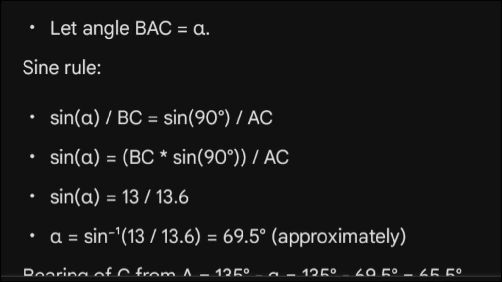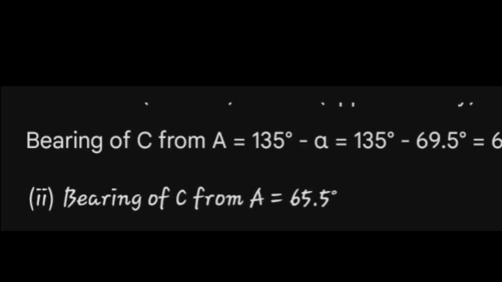Let angle BAC equals alpha. Sine rule: sine alpha over BC equals sine 90 degrees over AC. Sine alpha equals BC times sine 90 degrees over AC. Sine alpha equals 13 over 13.6. Alpha equals sine inverse of 13 over 13.6 equals 69.5 degrees approximately. Bearing of C from A equals 135 degrees minus alpha equals 135 degrees minus 69.5 degrees equals 65.5 degrees. 2. Bearing of C from A equals 65.5 degrees.